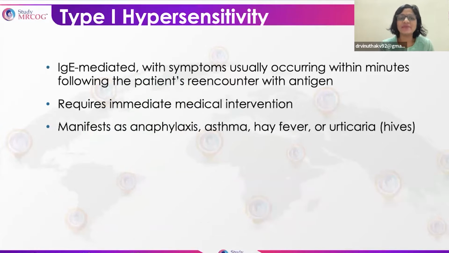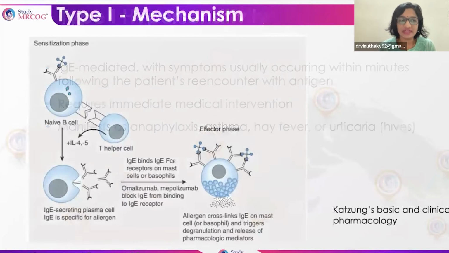Coming to type 1 hypersensitivity reaction, it is IgE mediated, with symptoms usually occurring within minutes following the patient's re-encounter with an antigen. It requires immediate medical intervention. For example, a snake bite, hay fever, or a sudden acute episode of asthma because of some allergen or pollen. This can manifest as asthma, anaphylaxis, hay fever, or even urticaria. At times this can be life-threatening.